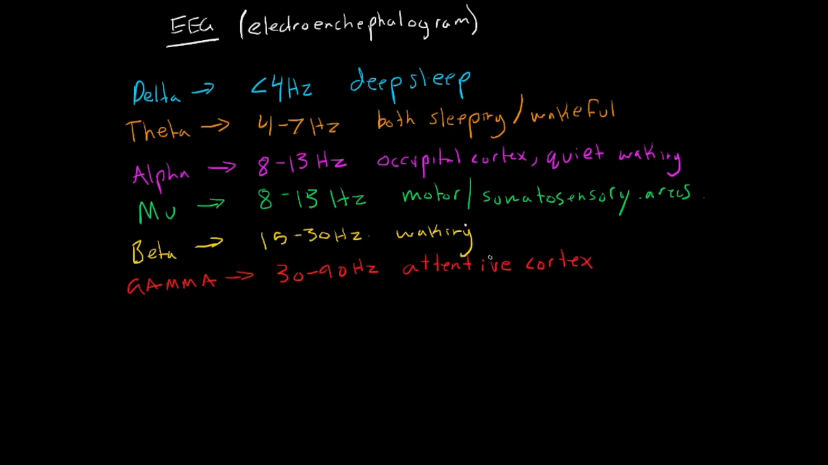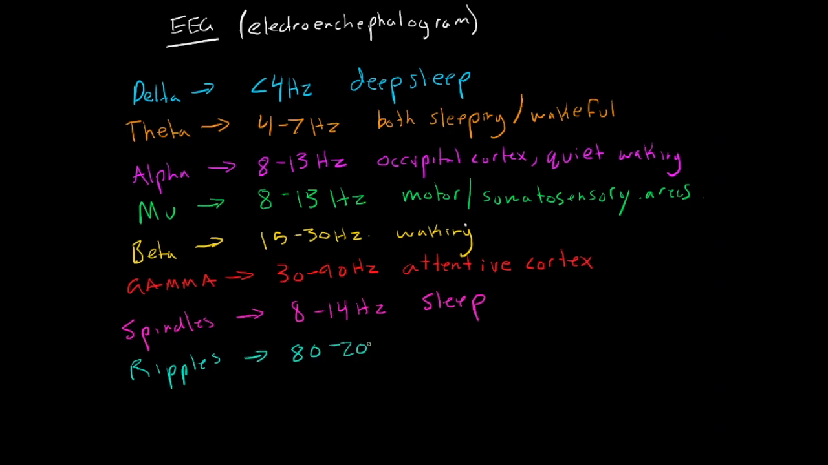Okay, and some additional ones that we have are spindles, which are brief 8 to 14 hertz waves that are associated with sleep. And we also have ripples, which are brief 80 to 200 hertz oscillations that are associated with waking states. 80 to 200.